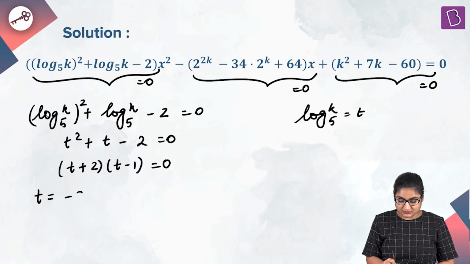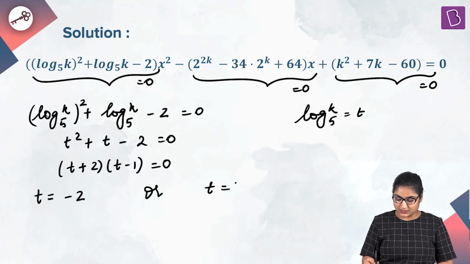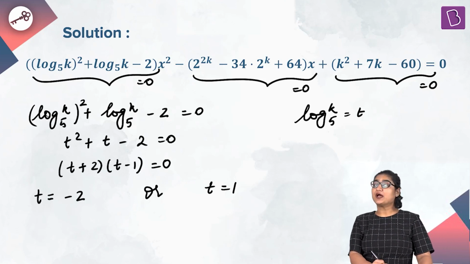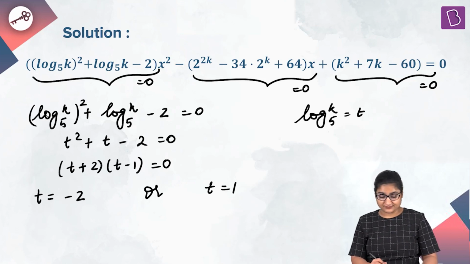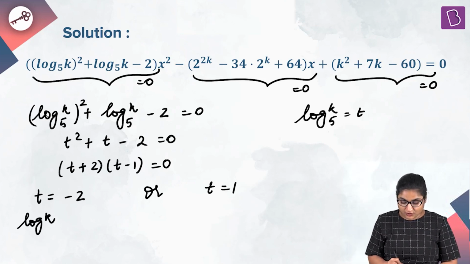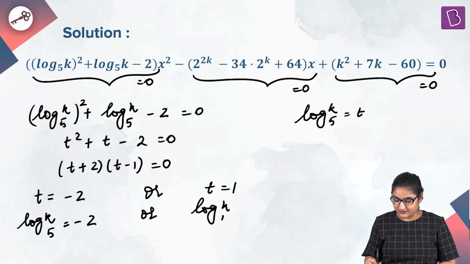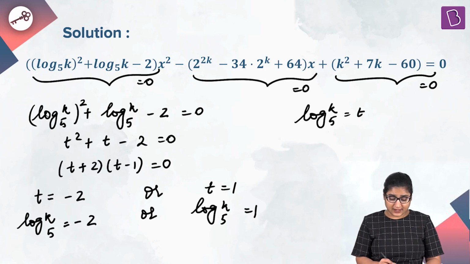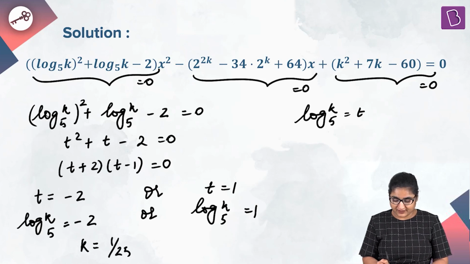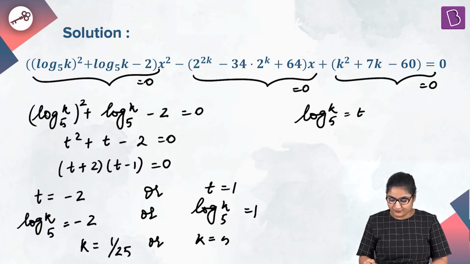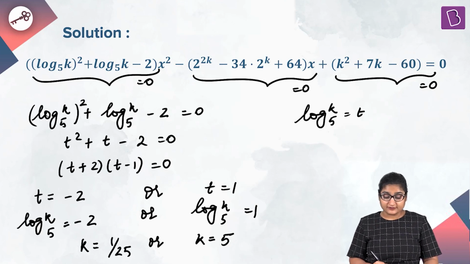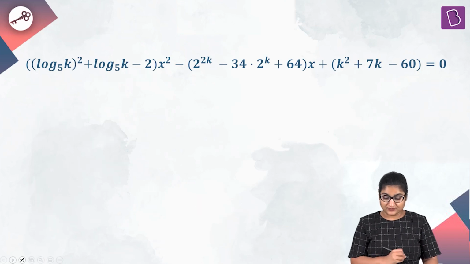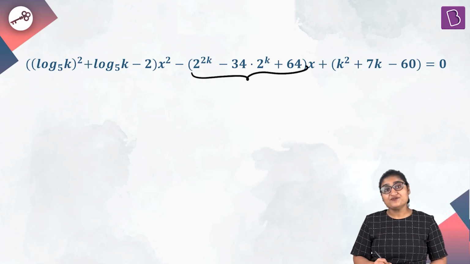So t can be equal to −2 or t can be equal to 1. Now when I resubstitute the value of t as log of k to the base 5, log of k to the base 5 is equal to −2 or log of k to the base 5 is equal to 1. Now if I take antilog and calculate k, I will get k is equal to 1 by 25 or k is equal to 5. Alright, so we have solved the first equation where the coefficient of x² is equal to 0.